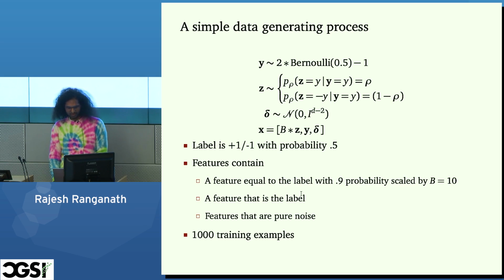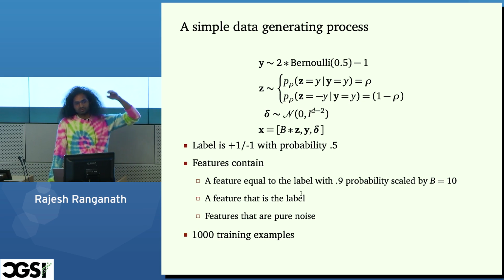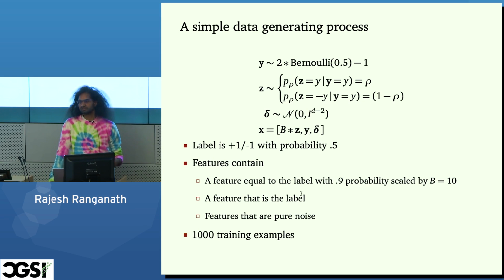And I'm going to ask everybody a question again. Here we have a simple data generating process. I'm going to describe it in words, since there's a lot of math here. The label is just +1 or -1 with probability 0.5. The features contain three things. The first feature is related to the label. It's equal to the label with probability 0.9, or probability rho, but just say 0.9. The second feature is the label itself.